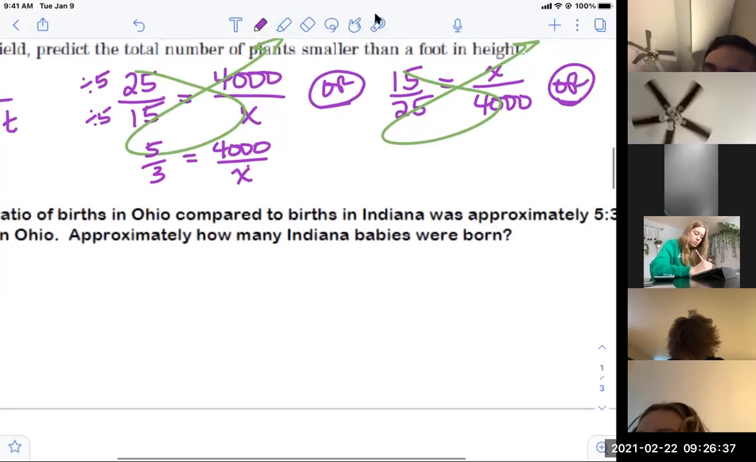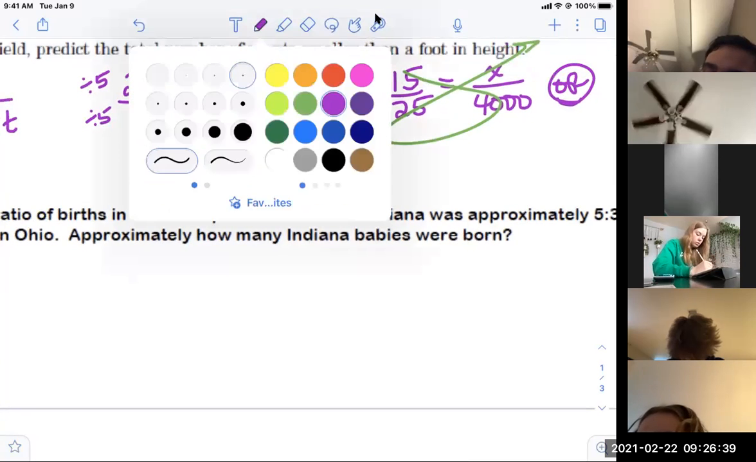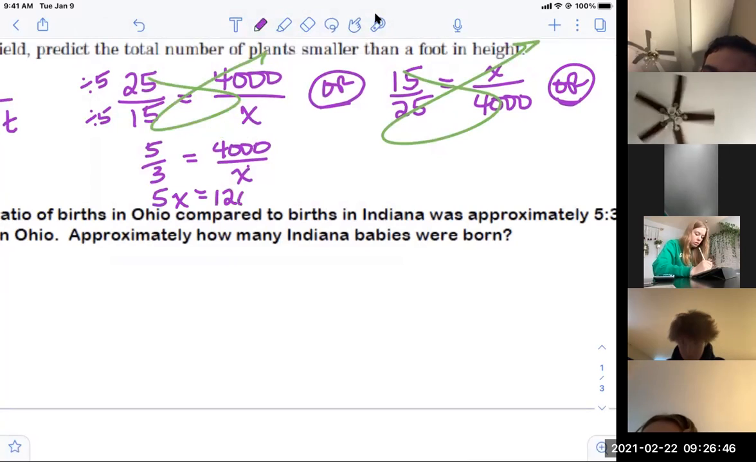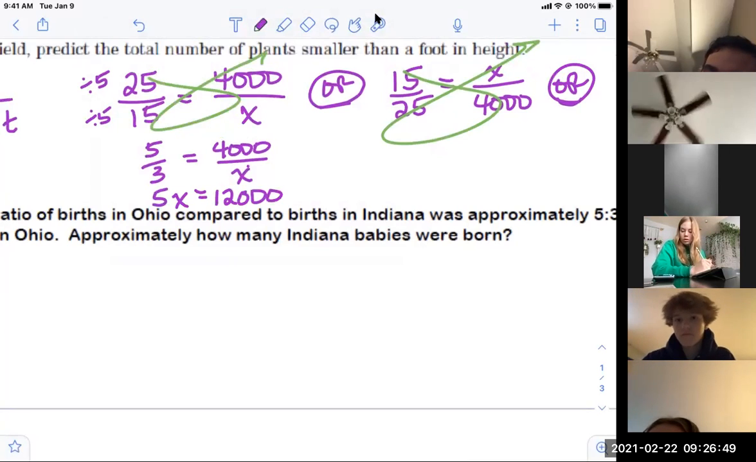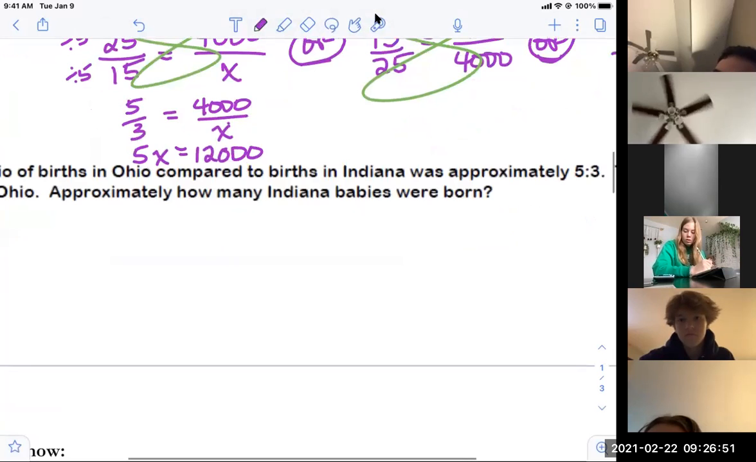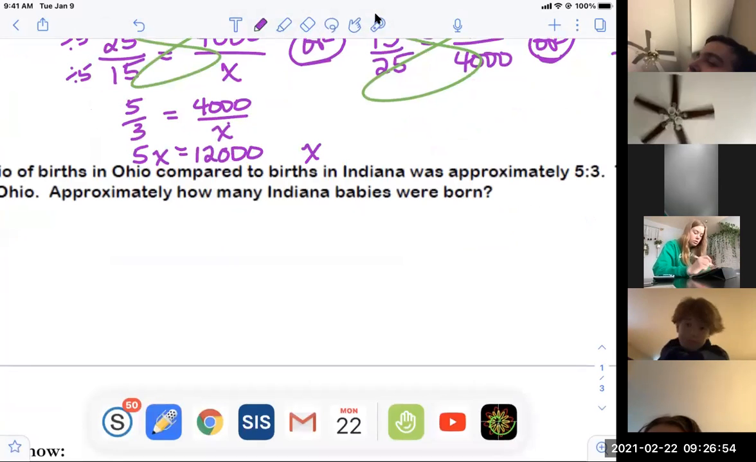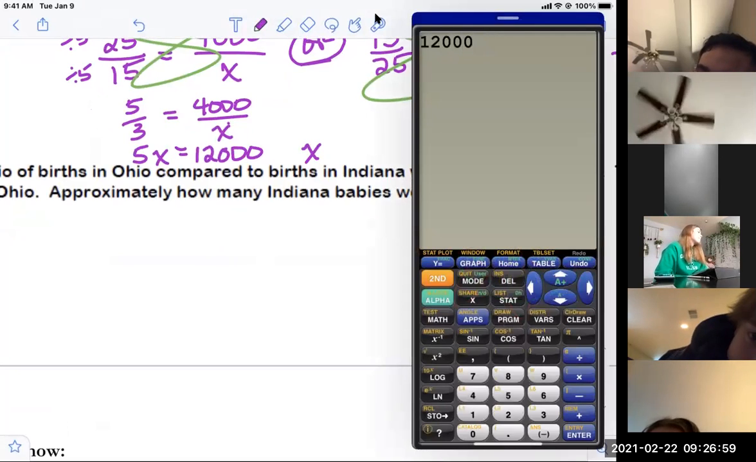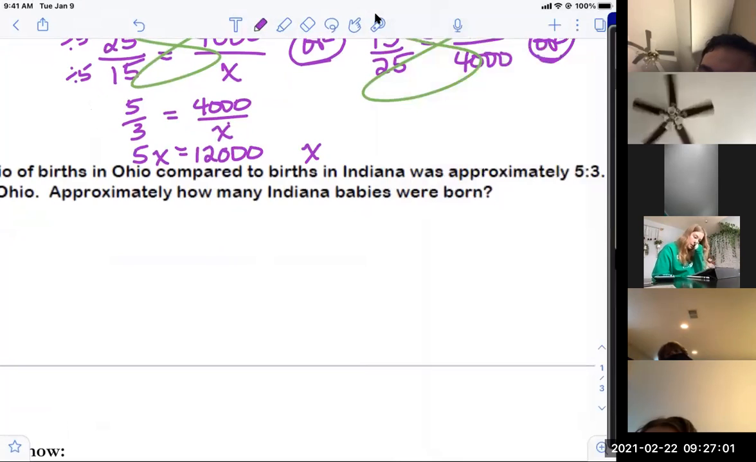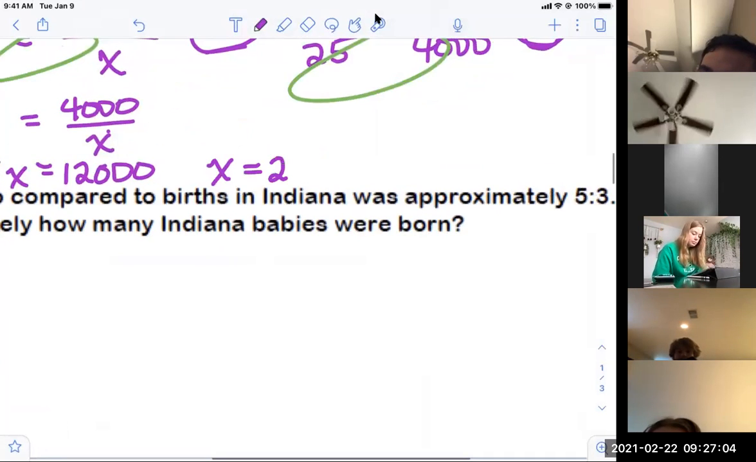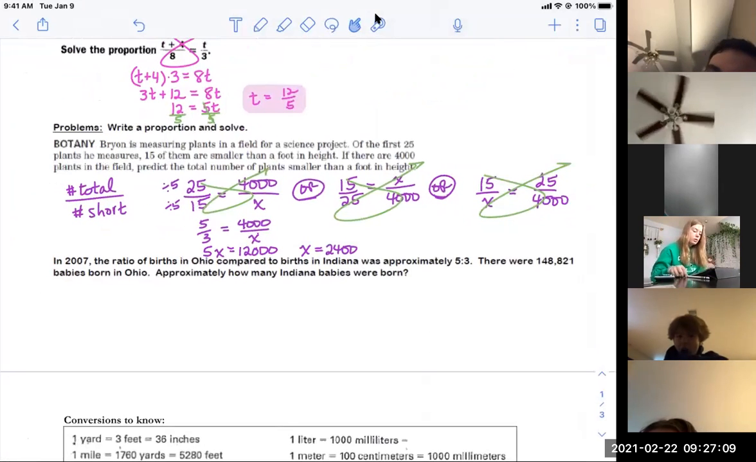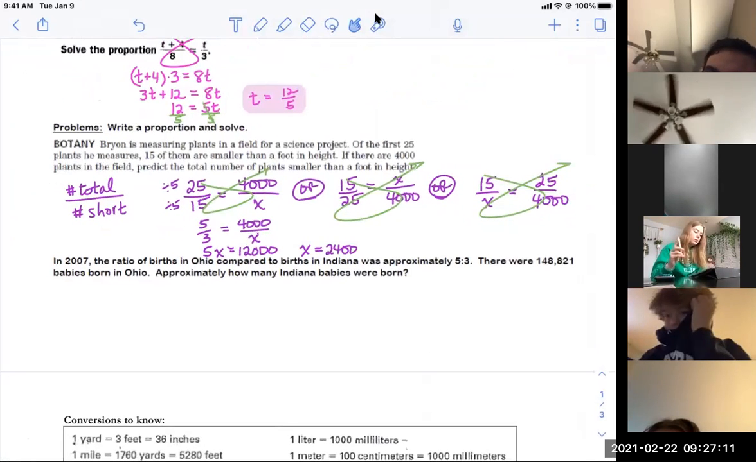And then when we cross multiply, we just have smaller numbers to be working with. Okay, so we're going to have 5X equals 12,000. And then 12,000 divided by 5 is 2,400. Now, if I put a label on that, what would the label be? Because with a word problem, you really should have a label.